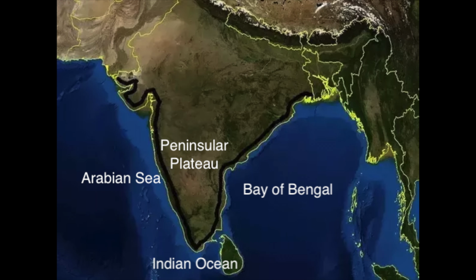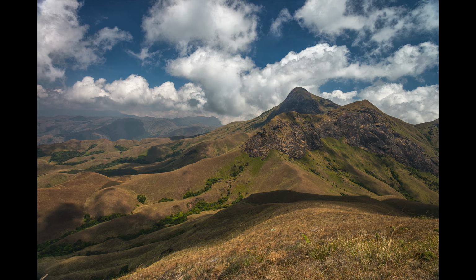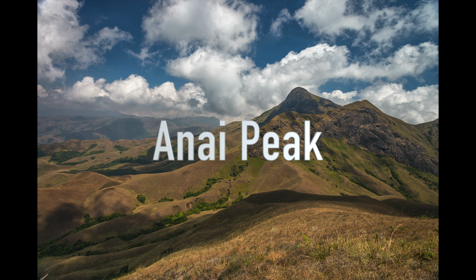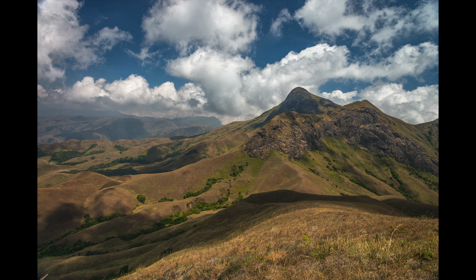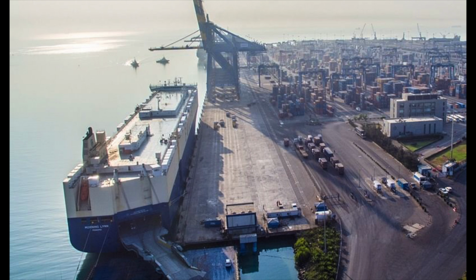Now let's talk about some facts about the coastal plains. The coastal plains divide the peninsular plateau from the Bay of Bengal, Indian Ocean, and Arabian Sea. And the coastal plains consist of deltas from the rivers Mahanadi, Godavari, Krishna, and Kaveri. The deltas of the eastern coastal plains are known as the Rice Bowl of India because there is so much fertile land in this region for more production of rice. And the tallest peak in the coastal plains is Anai Peak, and the largest port in the coastal plains is Kandla Port of Gujarat.